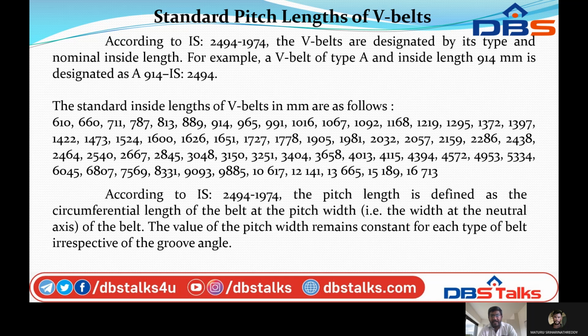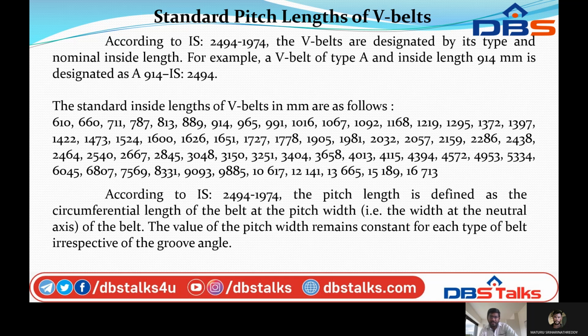Next, standard pitch length of V belts. So what are the standard lengths? According to Indian Standard 2494 to 1974, the V belts are designated by their type and nominal inside length. For example, the V belt of type A and inside length 914 mm is designated as A914 IS 2494. The standard inside lengths of V belts are as follows. So these are all the standard values.